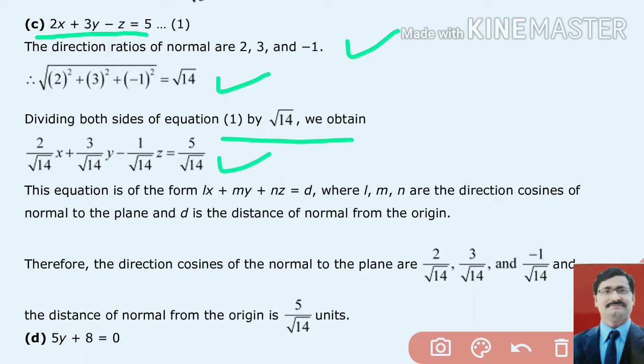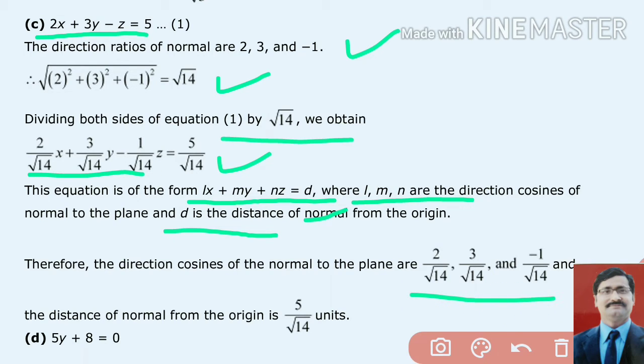So you will get 2 upon root 14 x plus 3 upon root 14 y minus 1 upon root 14 z equal to 5 upon root 14. Now this is of the form lx plus my plus nz equal to d, where l, m, n are the direction cosines of the normal to the plane, and d is the distance of the plane from the origin. Comparing, the direction cosines will be 2 upon root 14, 3 upon root 14 and minus 1 upon root 14, and the distance of the plane from the origin is 5 upon root 14.